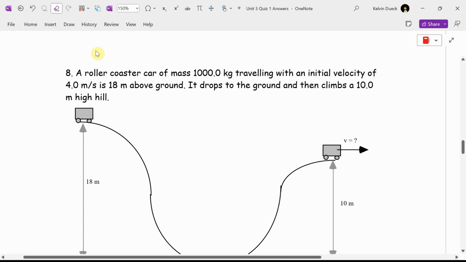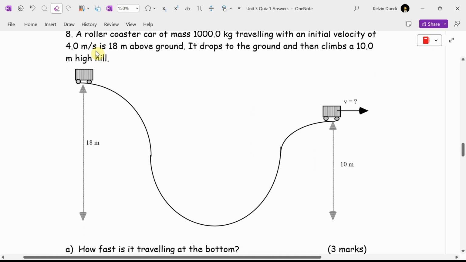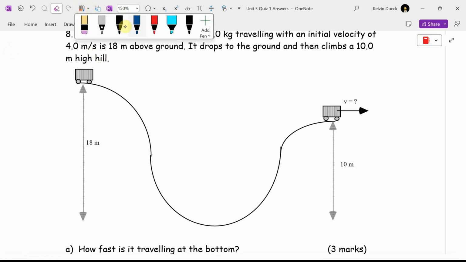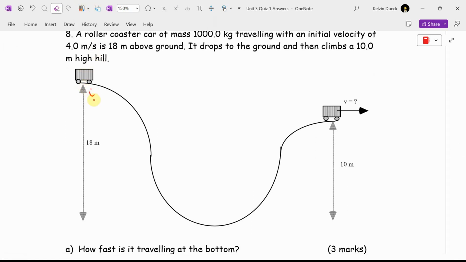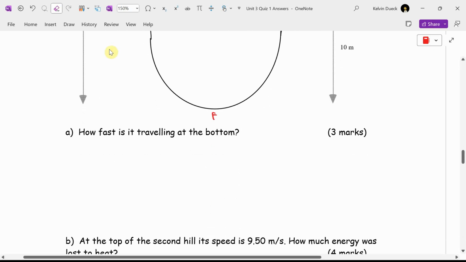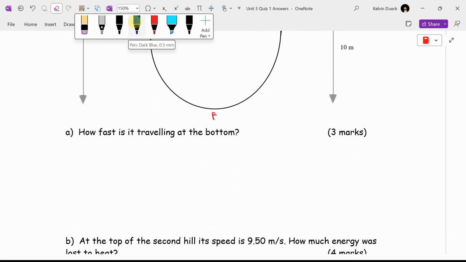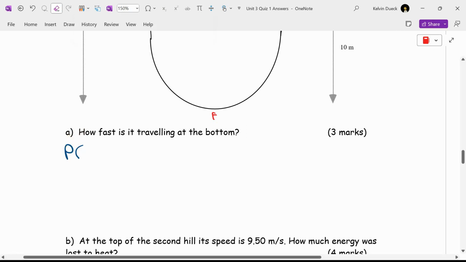Example 8. Ooh, roller coasters. I like roller coasters. How fast is it traveling at the bottom? So I think for the first part, that's going to be the initial. That's going to be the final. There is a change in height. There is a change in speed. There is a yucky, curvy path. That's a job for conservation of energy.